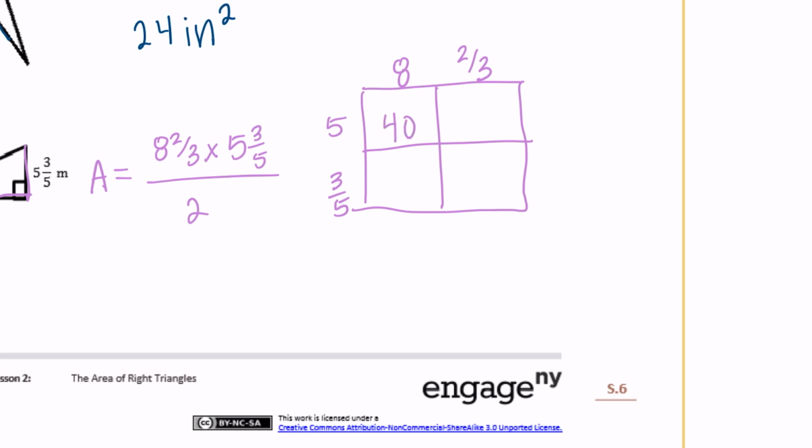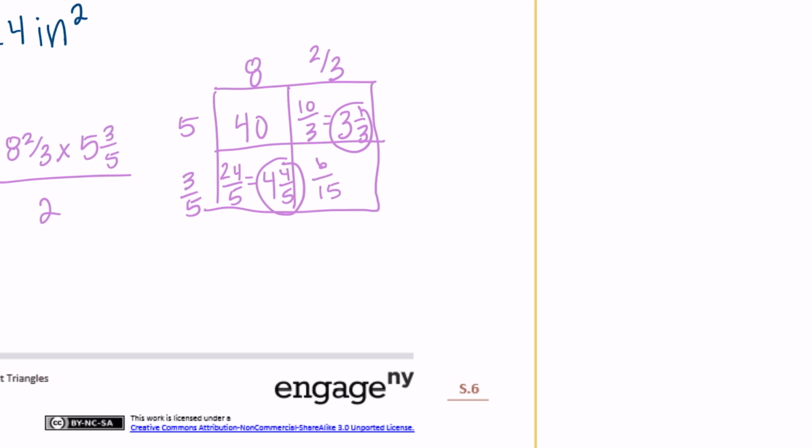So here I'm going to get 40. 5 times 2/3 would give me 10/3, which would be equal to, let's see, 3 goes into 10, 3 times, 3 1/3. 8 times 3/5, that would be 24/5. Or 5 goes into 24 4 times with 4/5 left over. And then 2/3 times 3/5 is 6/15. So now I have to add those all together.